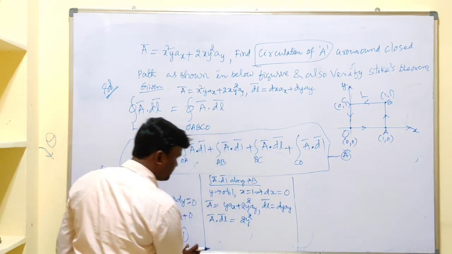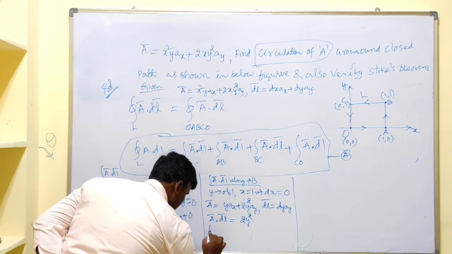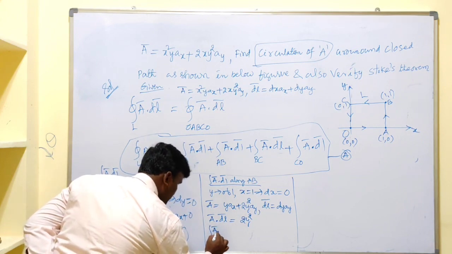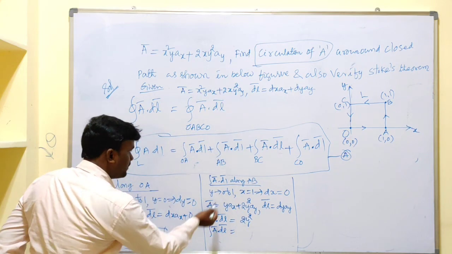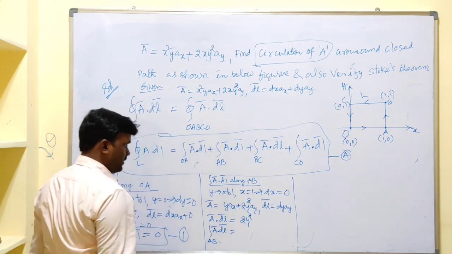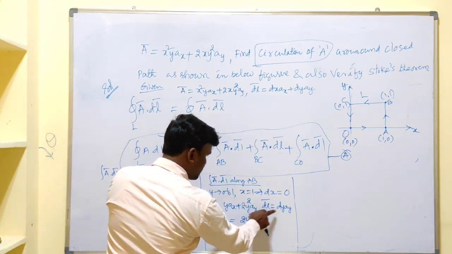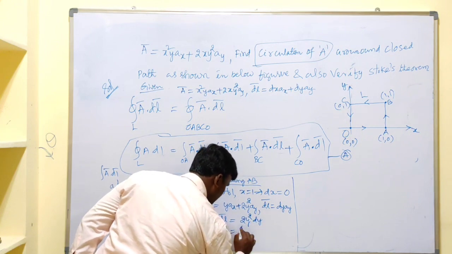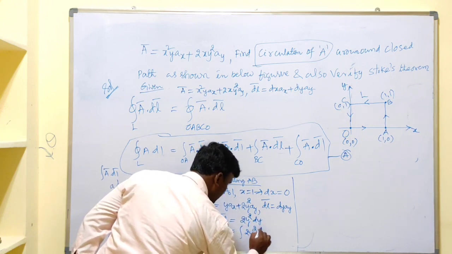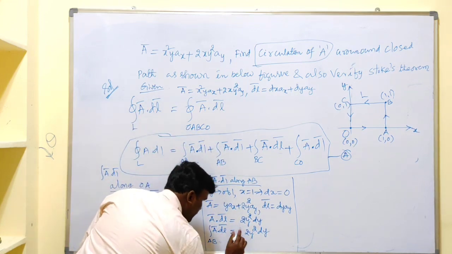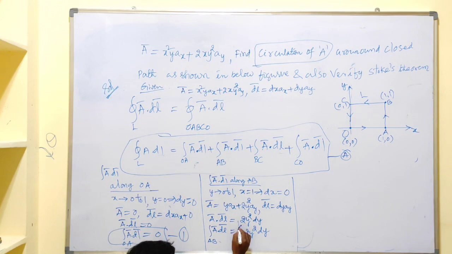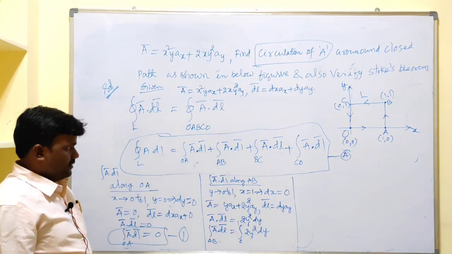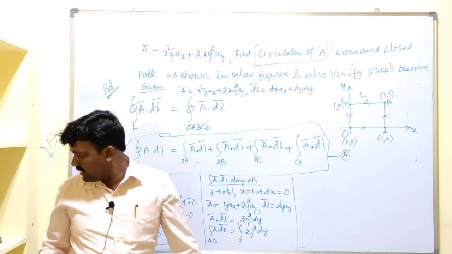You need to simplify: integral A bar dot dl bar along AB, of course, is integral 2y square into dy. What about the y limits? Y is varied from 0 to 1. Now simplify this.